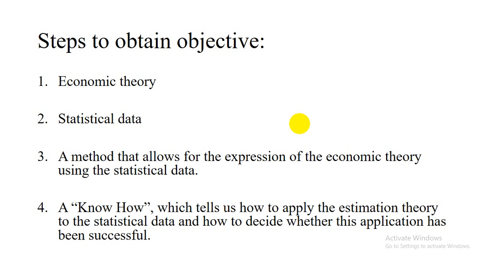Furthermore, the fourth step is that we have to know how to apply the estimation theory to the statistical data, and how to decide whether this application has been successful or not. Because we have to apply different statistical tests, and if these tests represent that there is no econometric problem in the estimated model, then we have a solid relationship among the variables.